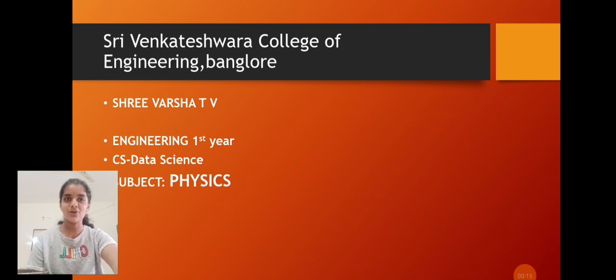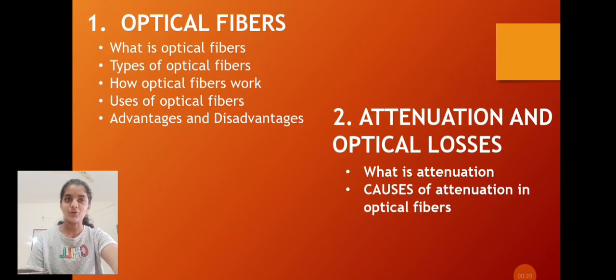Today we are going to talk about the subject physics and the topic optical fibers and attenuation and optical losses. In optical fibers, we are going to speak about what is optical fibers, types of optical fibers, how optical fibers work, uses of optical fibers, advantages and disadvantages. In attenuation and optical losses, we are going to discuss about what is attenuation, causes of attenuation in optical fibers.